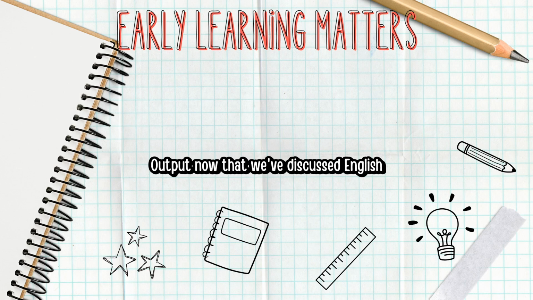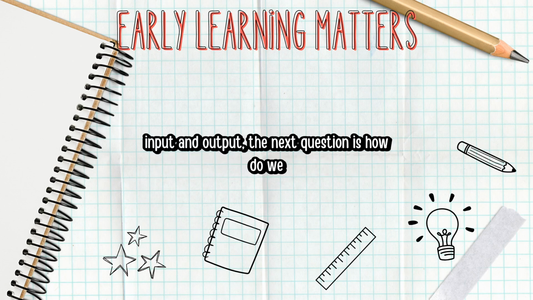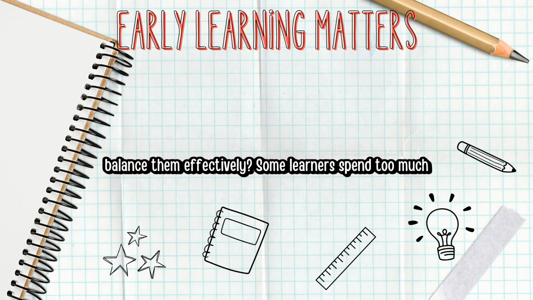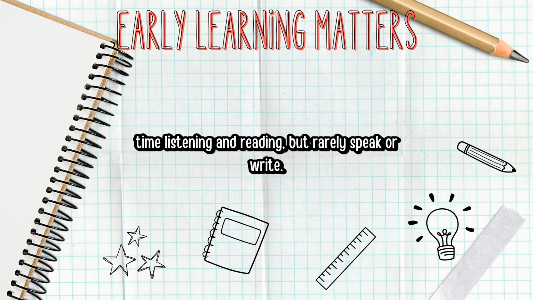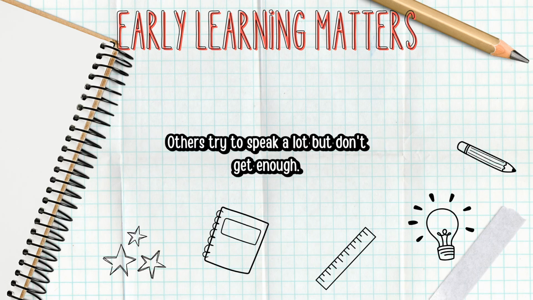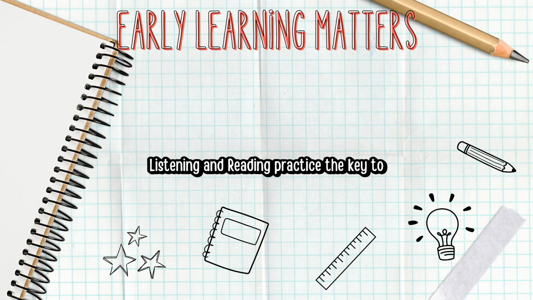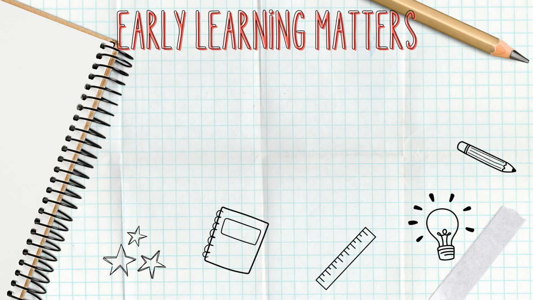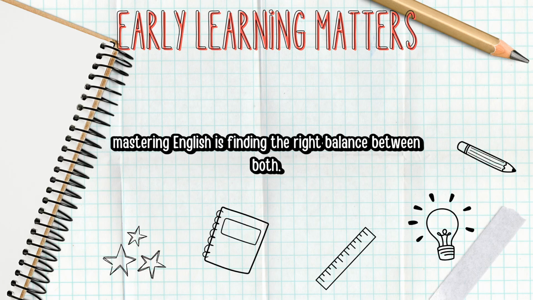Now that we've discussed English input and output, the next question is, how do we balance them effectively? Some learners spend too much time listening and reading, but rarely speak or write. Others try to speak a lot, but don't get enough listening and reading practice. The key to mastering English is finding the right balance between both.